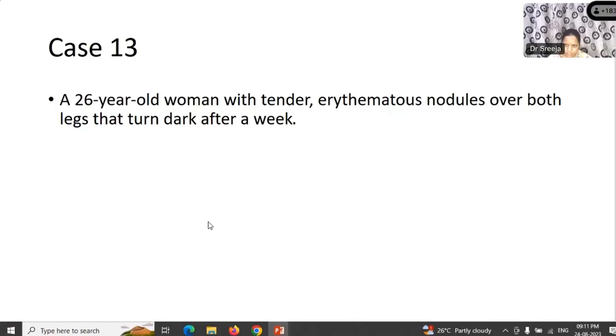Okay. So moving on to case number 13. We are coming to the last three cases, so we should wrap up quickly now. It's a 26-year-old woman who presented with tender erythematous nodules over both legs. After about a week or so, it turned dark. So this is the typical history. Dr. Mylum, do you want to take this case?